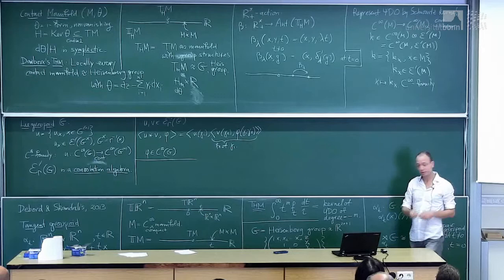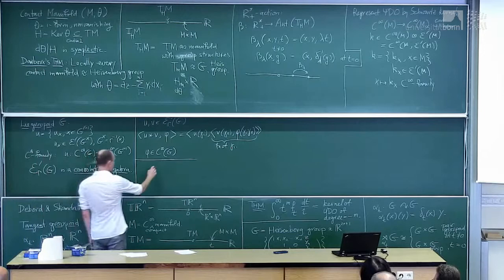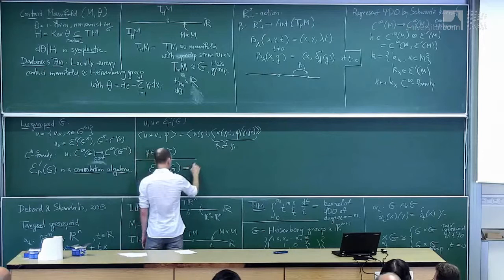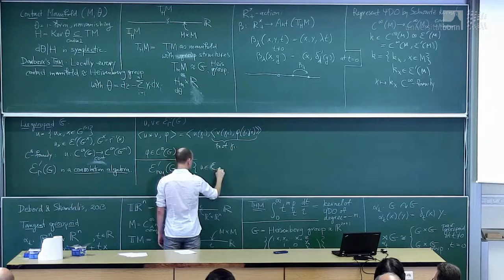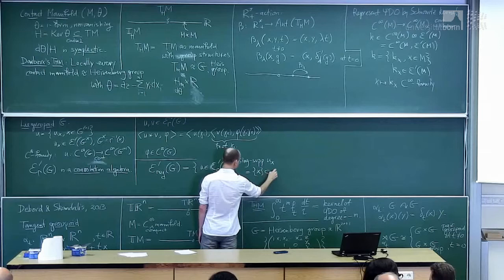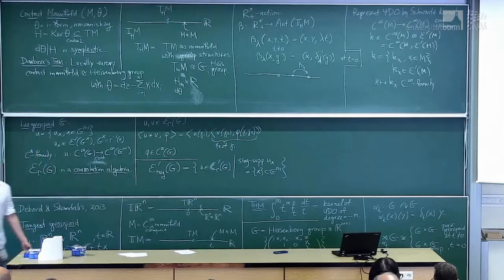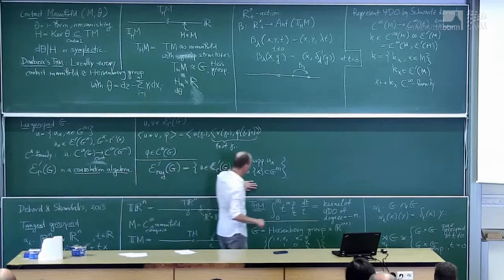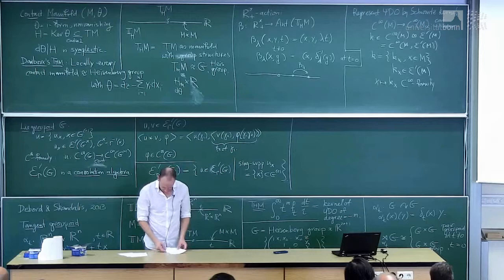Okay, so we can define a subalgebra of this guy. Let me call it the regular ones. These are families in the big algebra such that the singular support of U sub X is just X. So that gives you what you want. This is some sort of pseudo-locality. Okay, so now we have a smaller algebra.